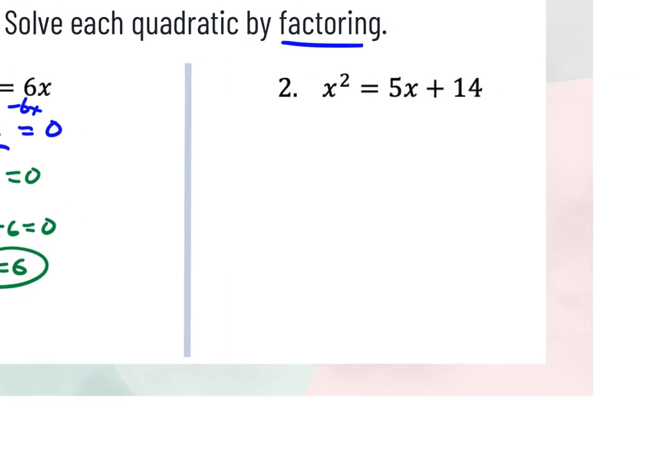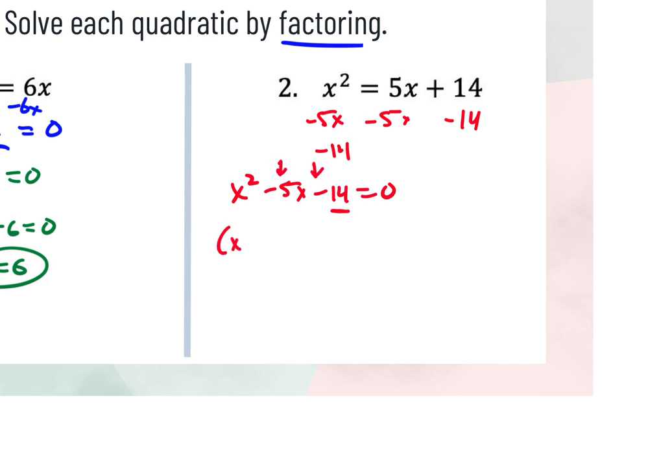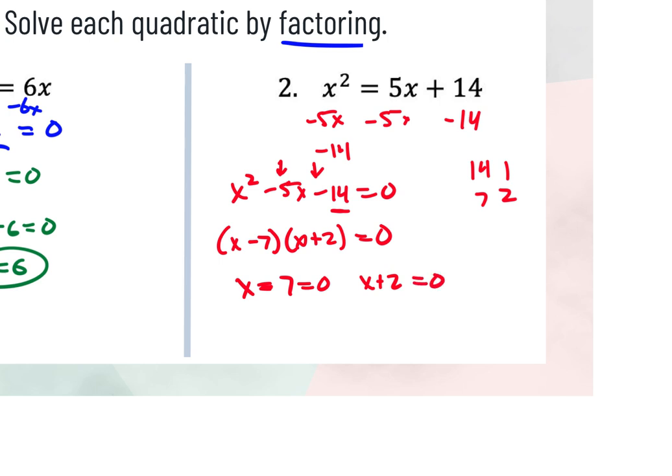So now here, if I bring everything over, subtract 5x, subtract 14, I get x squared minus 5x minus 14 equals 0. So factors of 14 that subtract to 5: it'll be 14 and 1, 2 and 7. I would have to get (x minus 7)(x plus 2) equals 0. So either x minus 7 equals 0 or x plus 2 equals 0. So x equals 7 or x equals -2. That's going to be my answer.